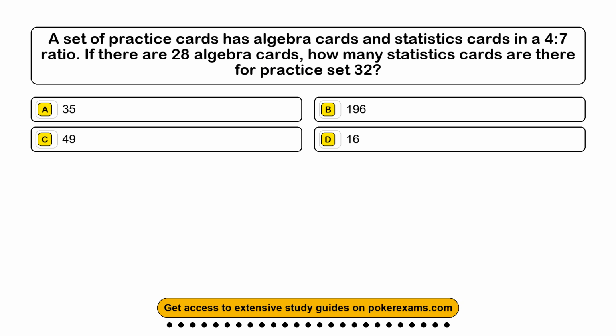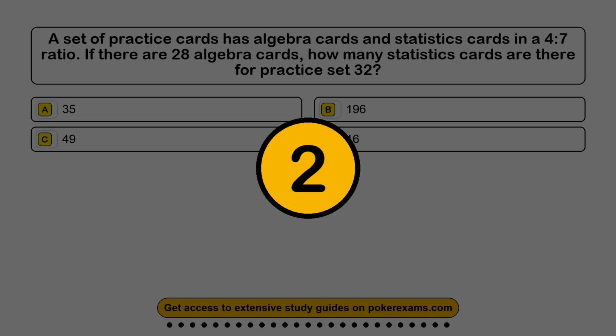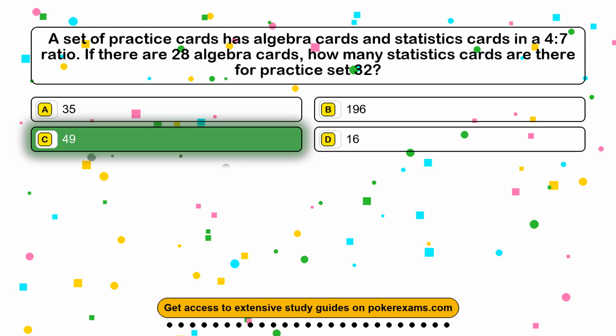Question 4. A set of practice cards has algebra cards and statistics cards in a 4:7 ratio. If there are 28 algebra cards, how many statistics cards are there for practice set 32? Option A, 35. Option B, 196. Option C, 49. Option D, 16. The correct answer is option C, 49.